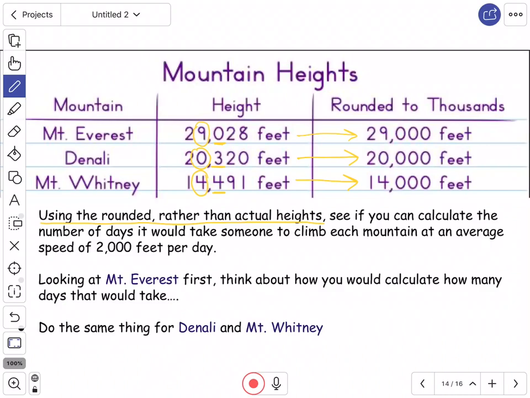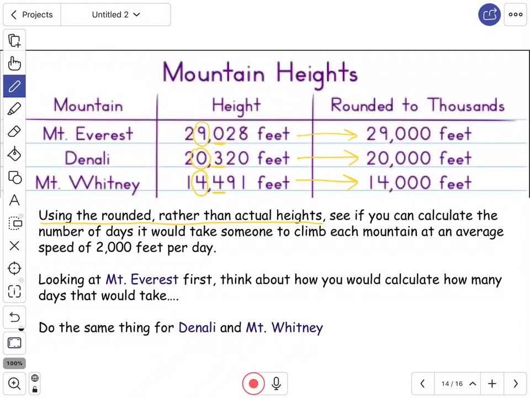Okay, so using the rounded rather than the actual heights, we're going to see if we can calculate the number of days it would take someone to climb each mountain at an average speed of 2,000 feet per day. Now, what's interesting about this is that average mountain climbers move at a rate of about 2,000 feet per day as it is. So I want you to think about that, how you might find the number of days for Mount Everest and then write the equation that would be used to show the information.